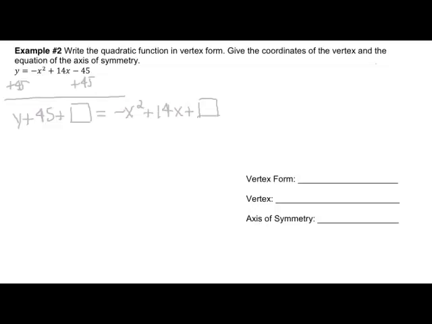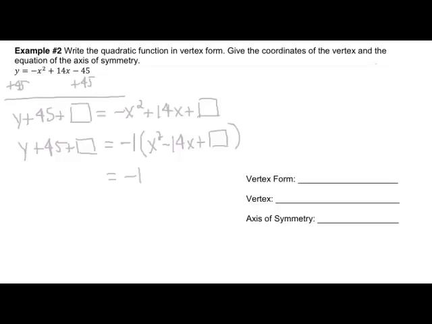Now notice that we have a negative in front of our x squared term, so we need to factor that out. So we're going to keep on the left hand side everything the same. And on the right hand side, we're going to factor out a negative 1. So we get x squared minus 14x plus our box. So then from here, we're going to divide b by 2. So I'm going to keep this the same.